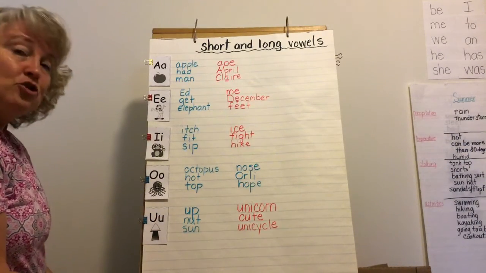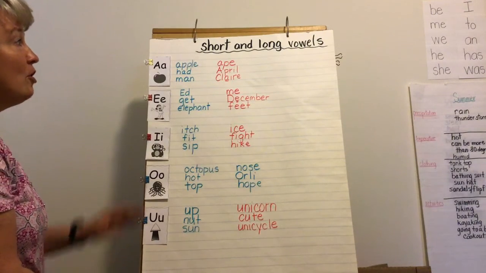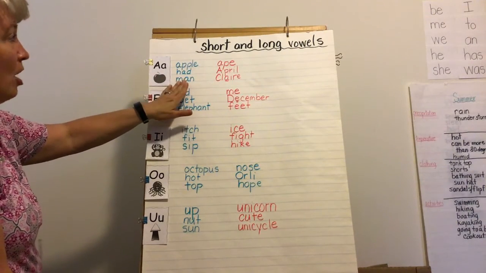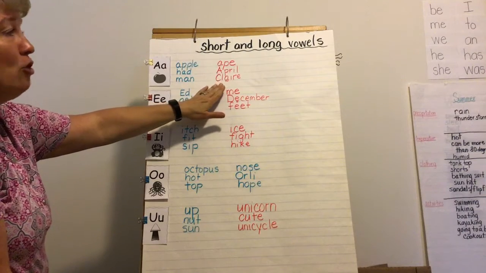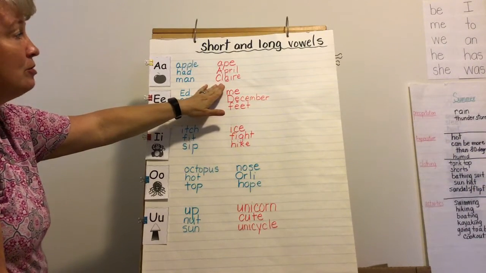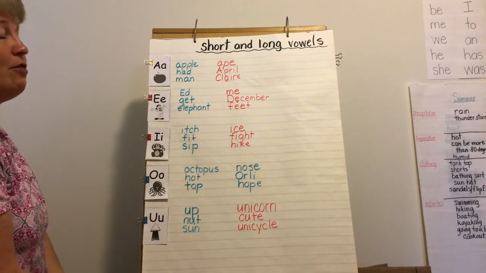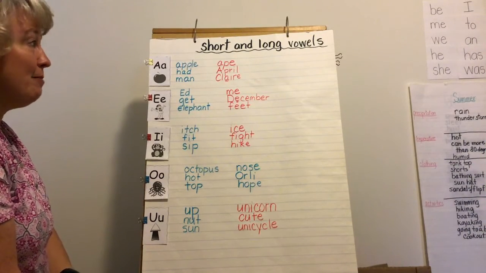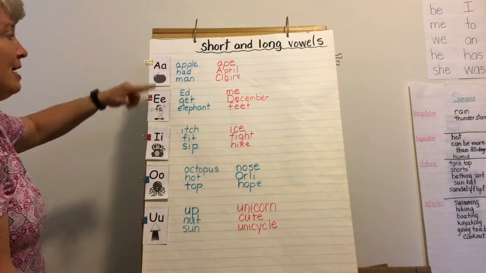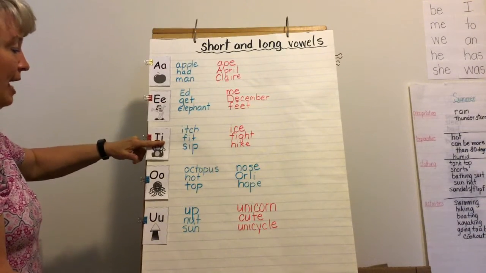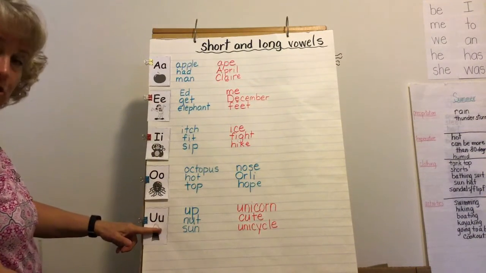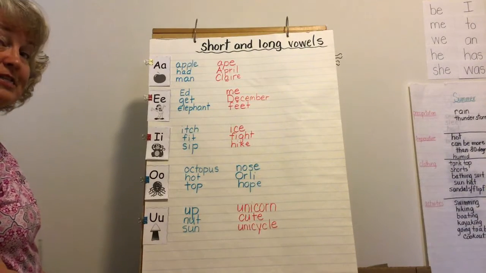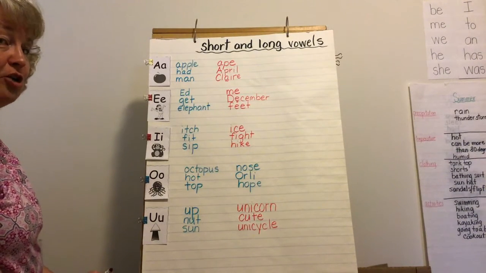So the biggest thing to remember is there are two sounds, a short sound and a long sound for each of the vowels. And the long sound, that vowel will say its own name. It will say A, E, I, O, or U. All right, stay tuned. We're going to be doing more with long and short vowels.